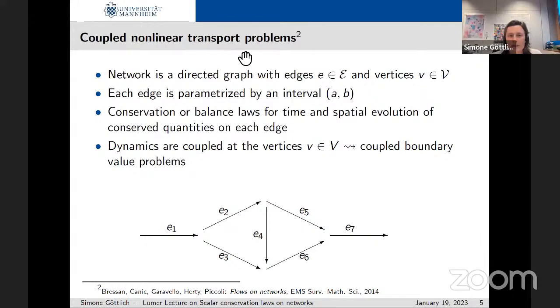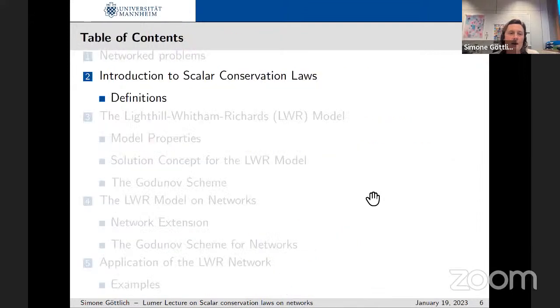And again, the dynamics have to be coupled at the vertices, at these points here, whenever arcs go into some intersection. This corresponds to the idea that we have to consider coupled boundary value problems for the conservation laws we have in mind. Okay, this is the rough picture of all the things I want to speak on now. So let's go to some necessary definitions of all the ingredients we have seen so far.